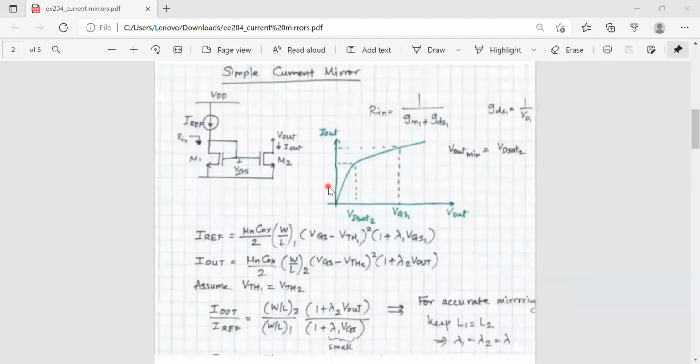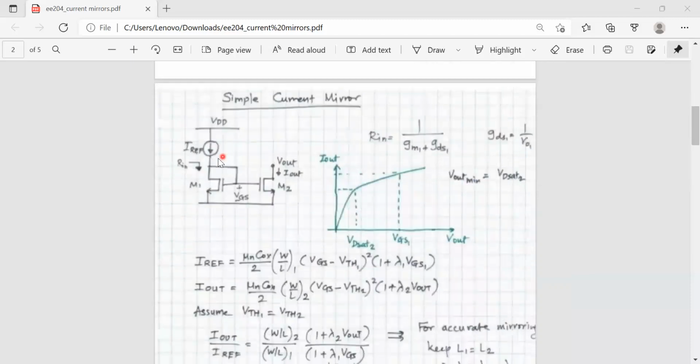Okay. Let's see the first structure. There are two MOSFETs, one connected drain to gate, and one other connected to V out. This is the given input current, and the output current comes from here.